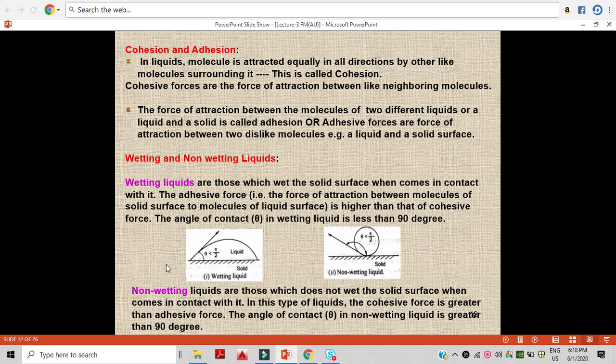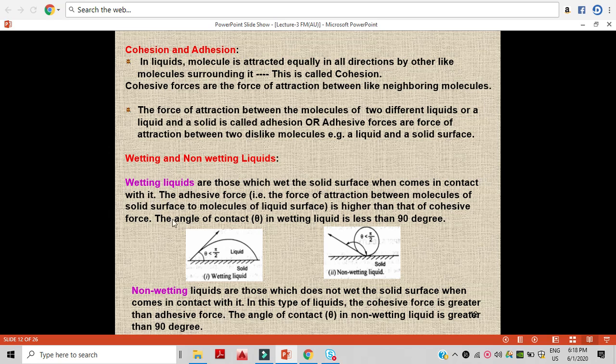Now the other terminology is wetting and non-wetting. This is a very common terminology we normally use whenever we study surface tension. So what are wetting liquids and what are non-wetting liquids? Wetting liquids are those which wet the solid surface when they come in contact with it. So how does it happen?